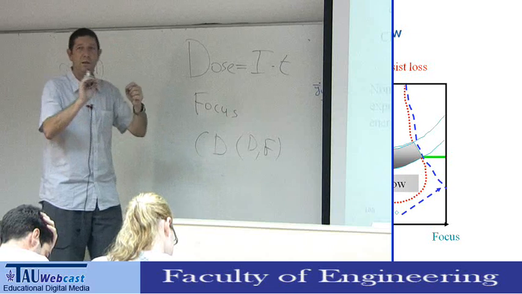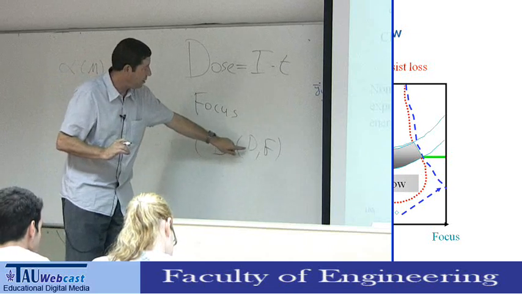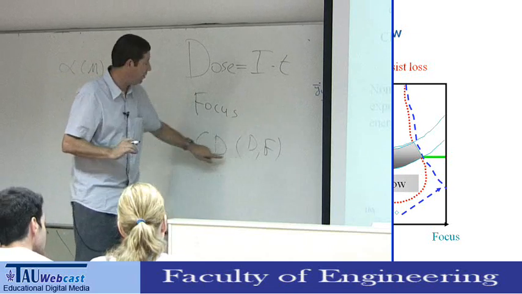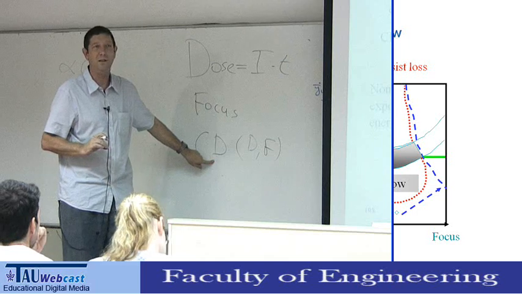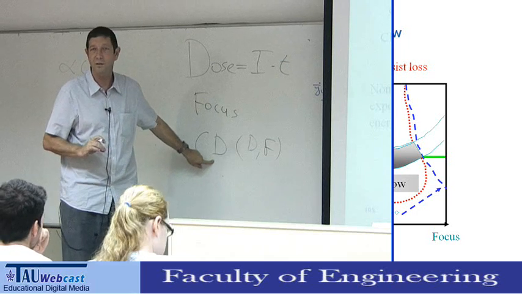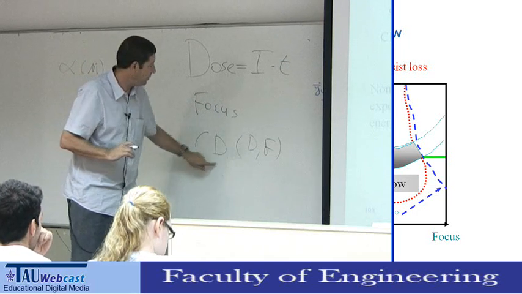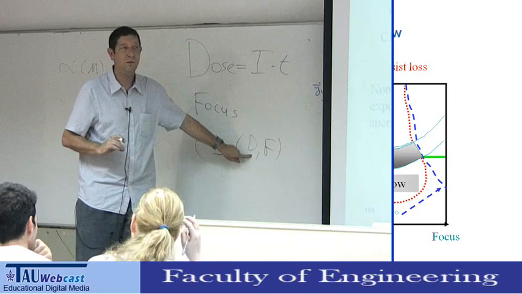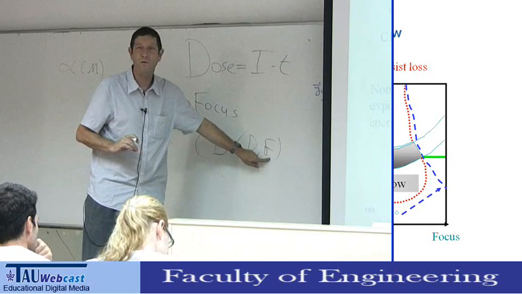So the dose and the focus are the two variables, and you can define your critical dimension as a function of the dose and the focus. You can assume that you can have some variations in the CD, and this is your process latitude. This process latitude defines some variations in the dose and variations in the focus.